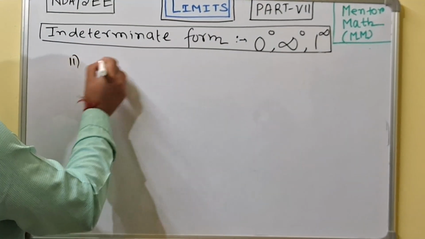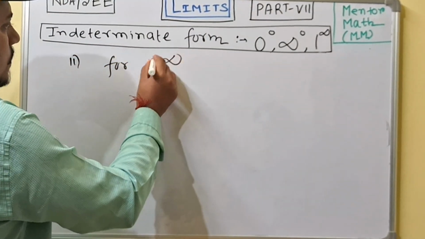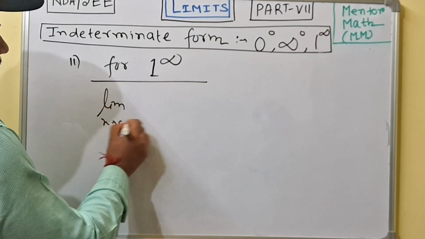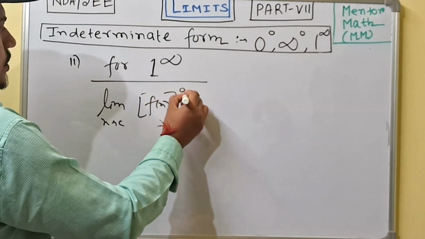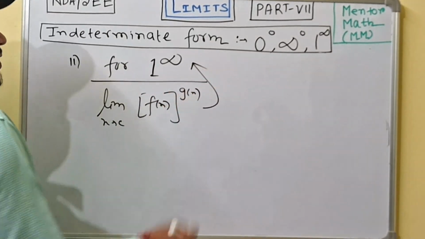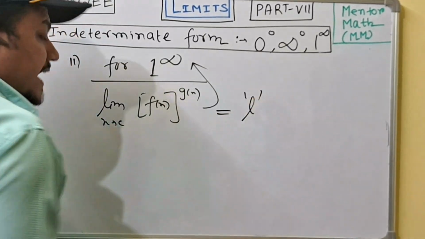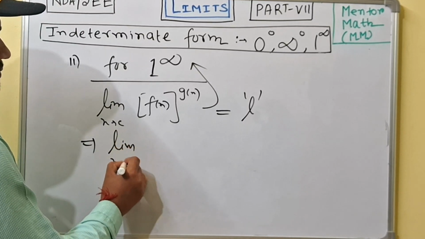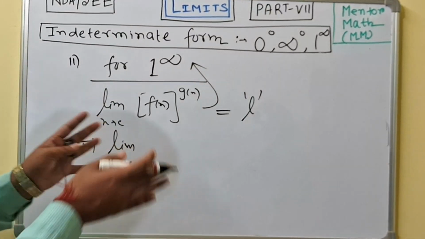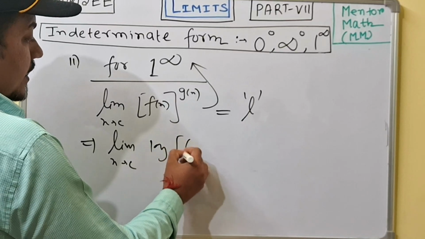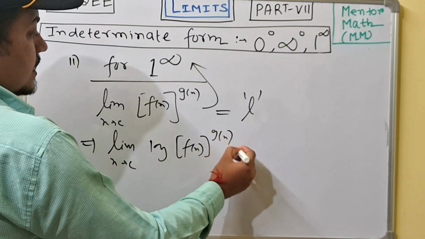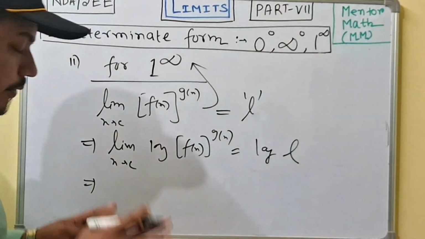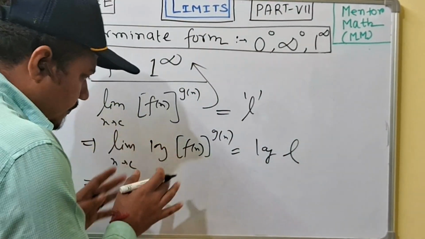Now the second part, for the 1 to the power infinity case. If you see limit x tends to c of f(x) to the power g(x), the function to the power function is in the form of 1 to the power infinity, and the limiting value is l, at that time you can again use the logarithm. You can take log on both sides: log of f(x) to the power g(x) is equal to log of l. In that situation you can use one shortcut form. You can remember that form. That is a very important step.